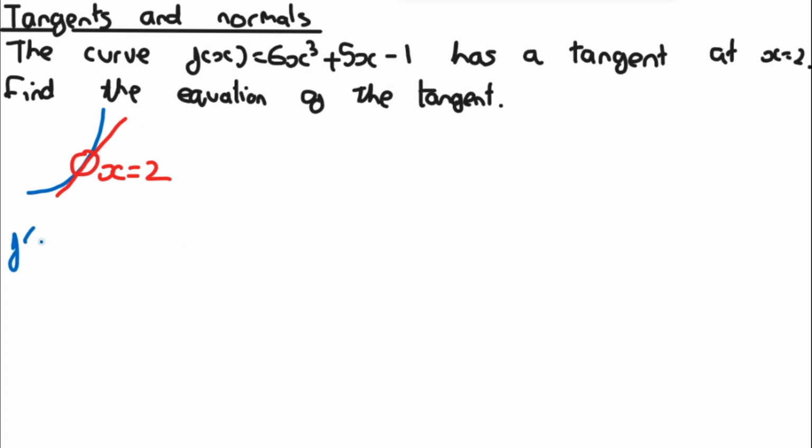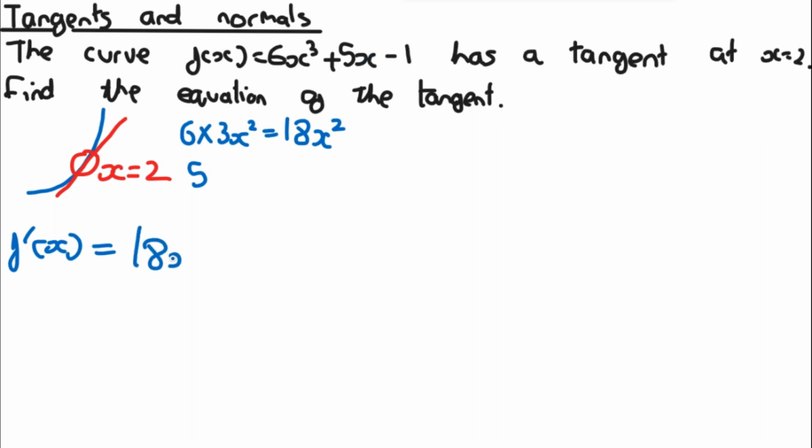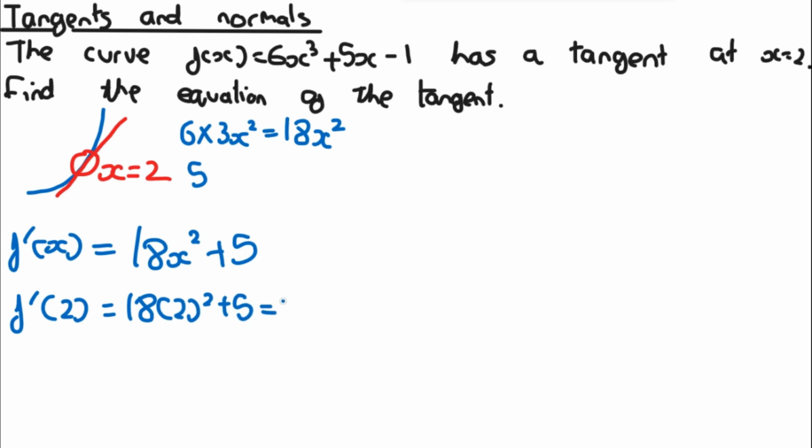So f dash of x is equal to, and we're going to differentiate this term by term. 6x cubed is 6 times the derivative of x cubed, which is 3x squared, giving 18x squared, and then 5x differentiated is 5, because the x just goes away, and then the minus 1 goes away. So f dash of x is 18x squared plus 5, and therefore we just sub in 2 to find the gradient at that point, the gradient of the tangent. f dash of 2 is equal to 18 times 2 squared plus 5, which if you put into a calculator is equal to 77. So the gradient of the tangent is equal to 77.